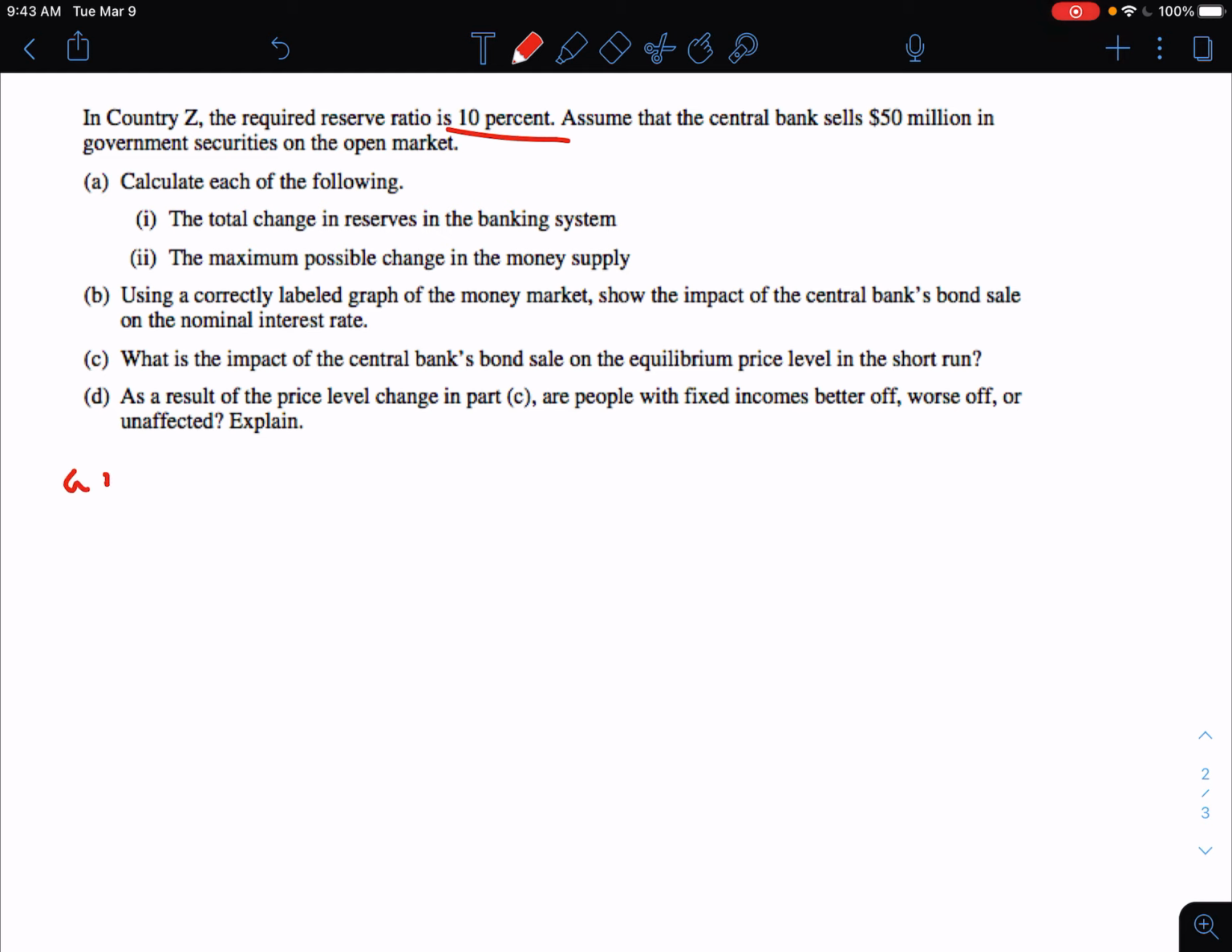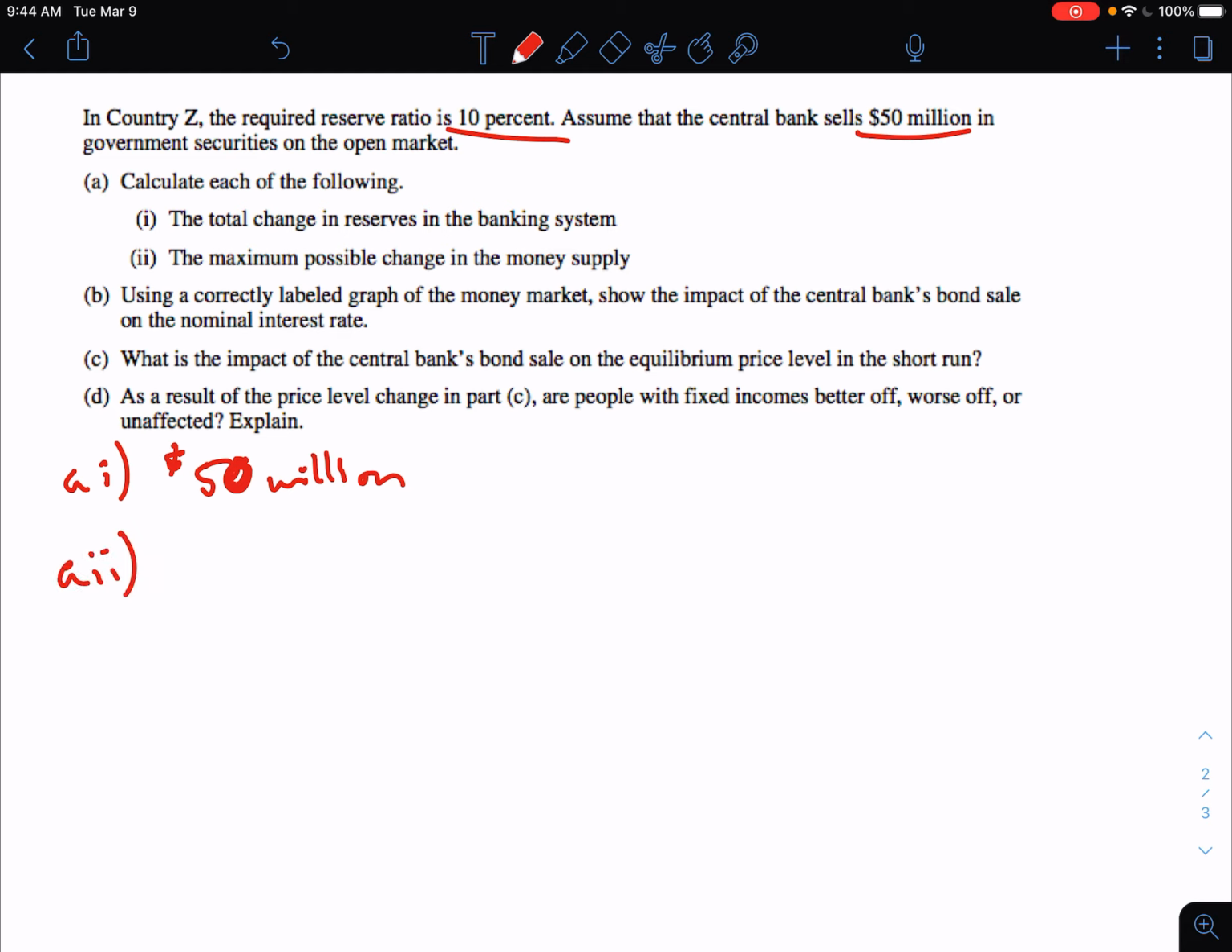All right, so A1. Calculate each of the following. So the total change in reserves in the banking system. Again, it's kind of easy, which almost makes it feel tricky. So 50 million is the total change in reserves in the banking system because basically it's like the inverse of the total change to the money supply in a sense.